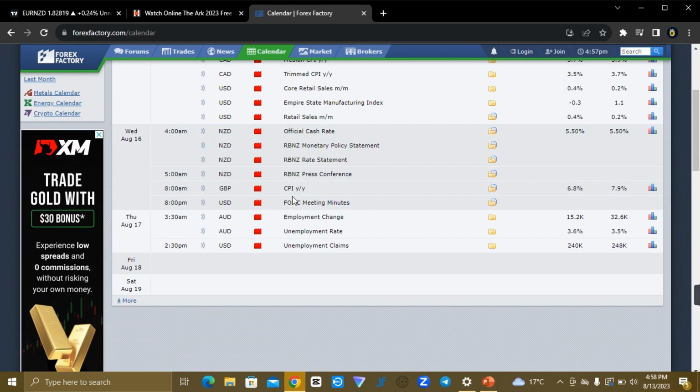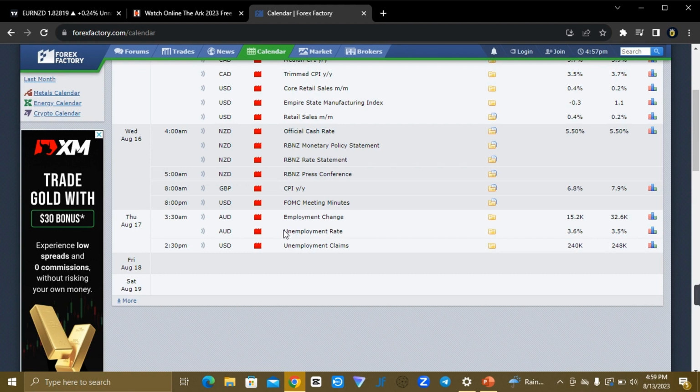And then at 8 a.m. the same day we have the GBP CPI. Definitely going to be trading this one as well, year over year. And then on Thursday we have the AUD employment change, which is what I'm also going to be trading. And then Friday we have nothing. So from the fundamental perspective, we have 3 events this week that we are looking to capitalize on.